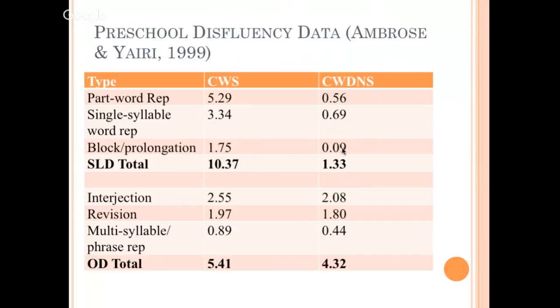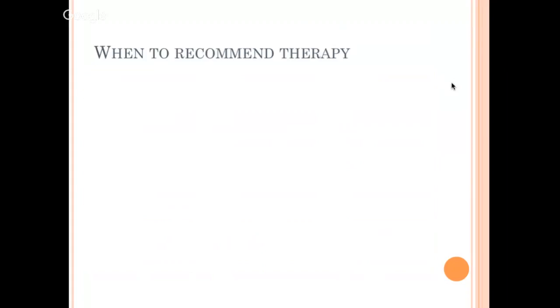Compare that to children who don't stutter. They have less than 1 part-word reps and single-syllable word reps, and then less than 1/10 of 1 block or prolongation. So any blocks or prolongations are certainly going to be a signal to us that we have stuttering going on. And then we've got the other disfluencies, or just the typical disfluencies, right? Interjections, revisions, multi-syllable phrase reps. Those are about equal for kids who stutter and kids who don't. So it's really those stuttering-like disfluencies that we're most interested in.